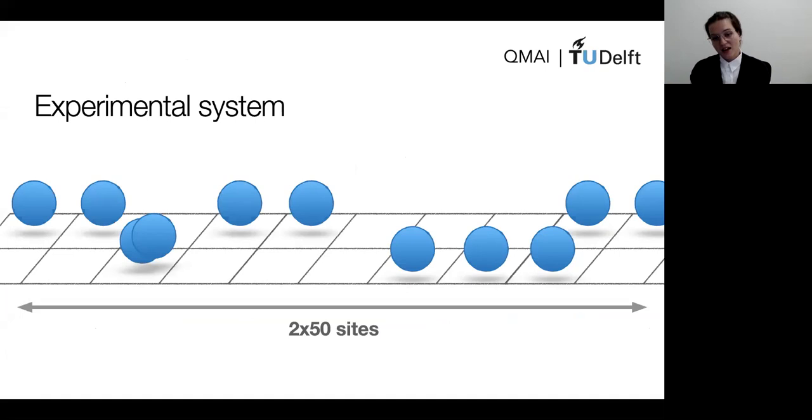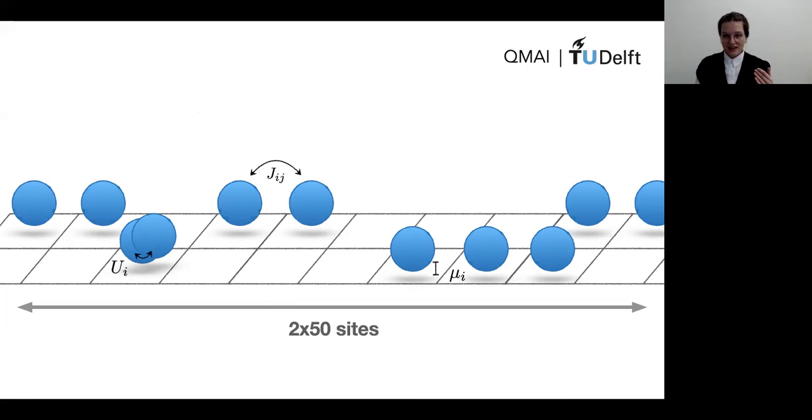It's a system that's really long in one dimension, but only has two rows of wells in the other dimension. So you will end up having like 100 sites. And in this system, there are three important parameters. I am not going to write the Hamiltonian now, you can ask me later, but there are three things that matter for the physics of this system.